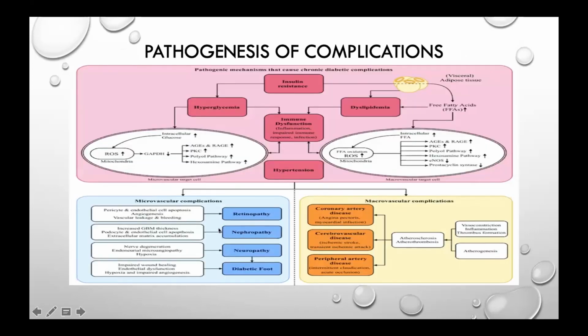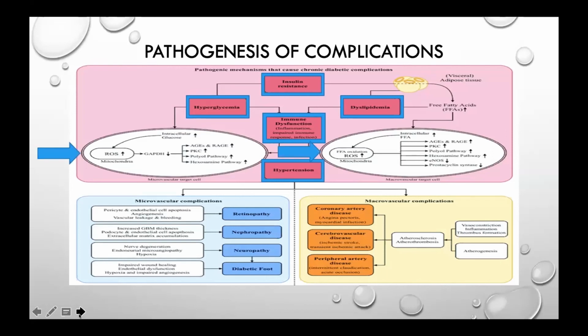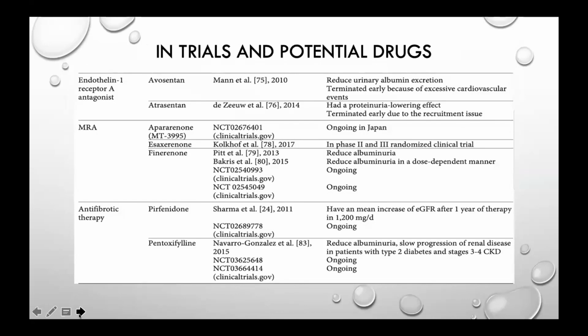If you look at the pathogenesis of complications, insulin resistance, hyperglycemia, dyslipidemia, and hypertension are what we are targeting. But we may be moving on to decreasing reactive oxygen species. We may be looking at advanced glycation end products, the receptor for AGE, PKC, the polyol pathway, and hexosamine pathways, and also eNOS and prostaglandin synthesis, which may be potential targets in the near future for decreasing microvascular as well as macrovascular complications, including nephropathy. These may be the new targets, and these are in trials for potential drugs.